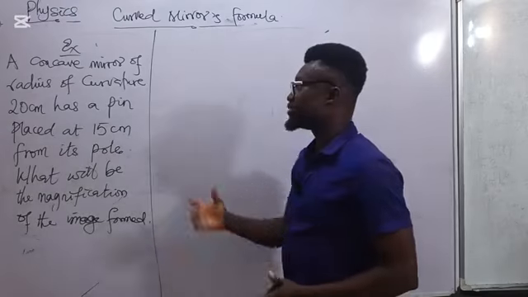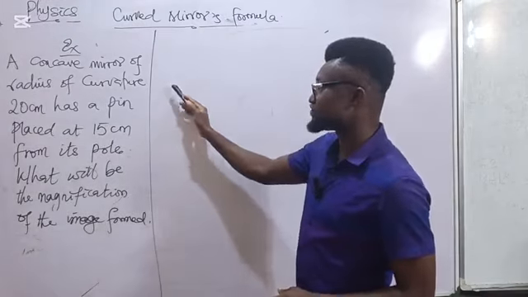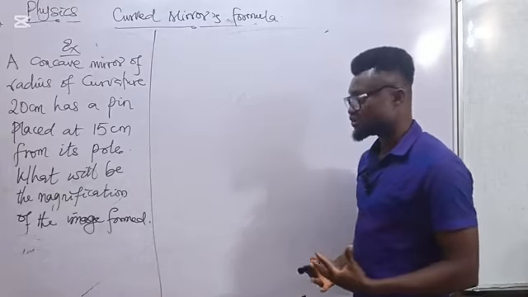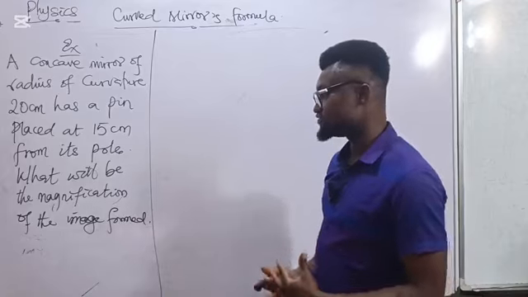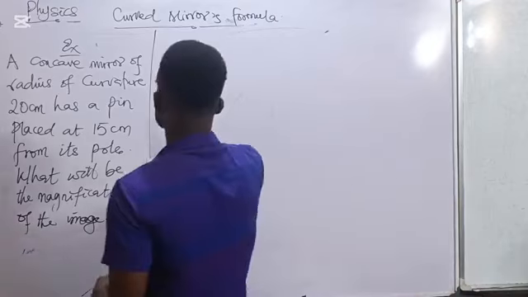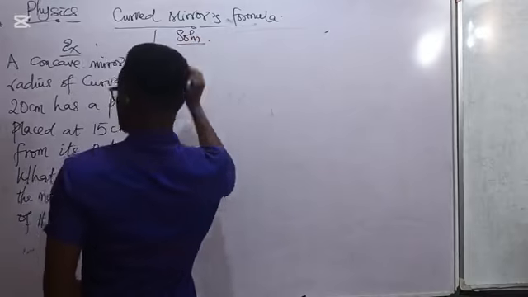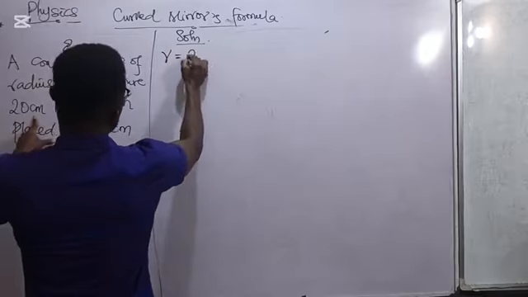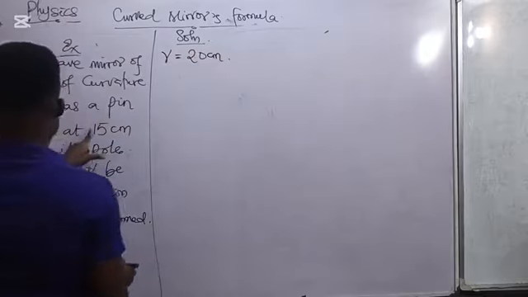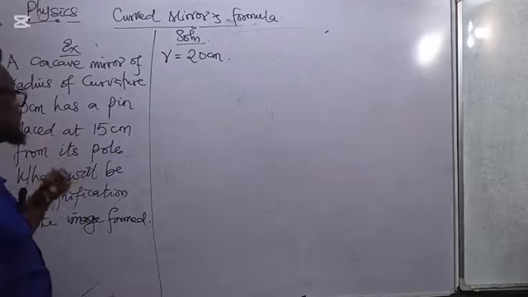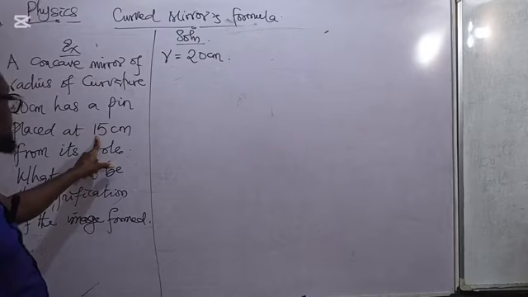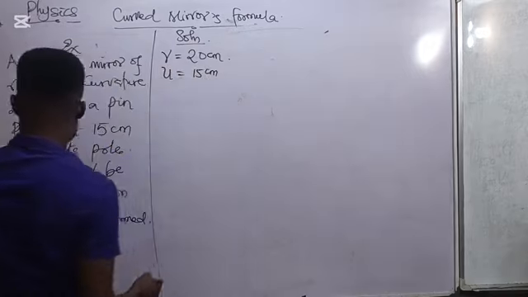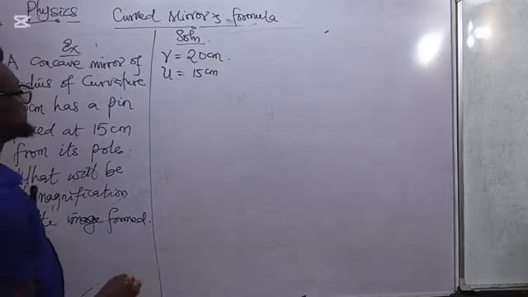Now we have a question on the board. It reads, a concave mirror of radius of curvature 20 cm has a pin placed at 15 cm from its pole. What will be the magnification of the image formed? Now we write down the parameters first. The radius of curvature is 20 cm. The pin is placed at 15 cm from the pole, which means the object distance is 15 cm.